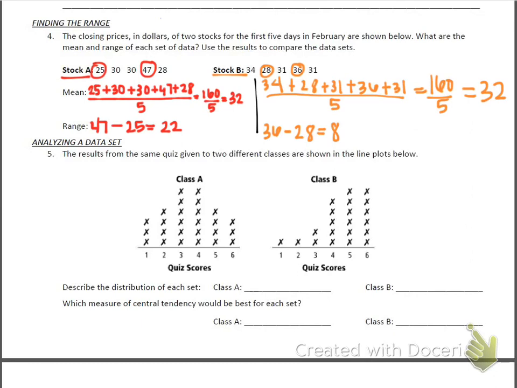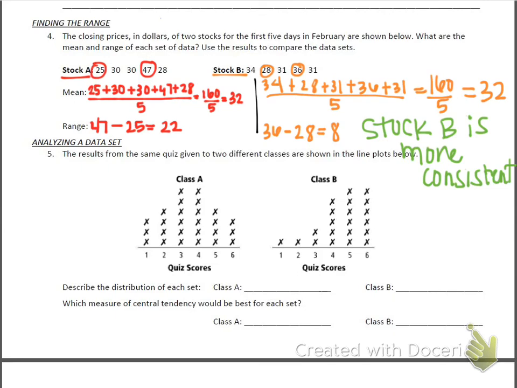I didn't really leave a space for that. So let's just make a note of that really, really quick. Stock B is more consistent. Let's just say that. Okay, so note somewhere, stock B is more consistent.